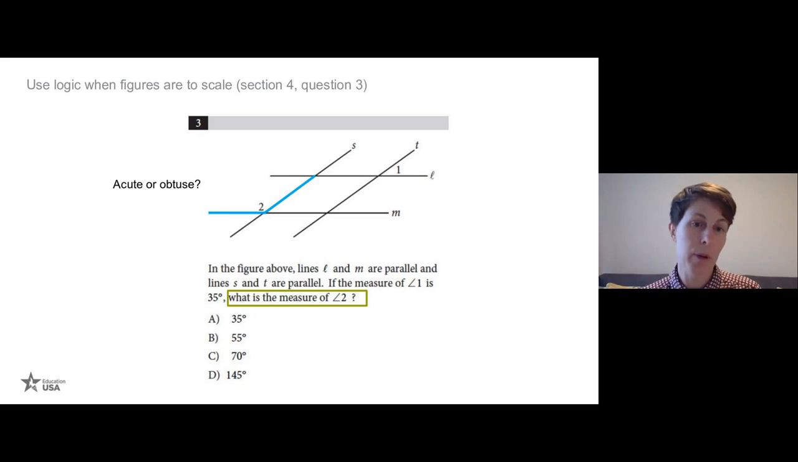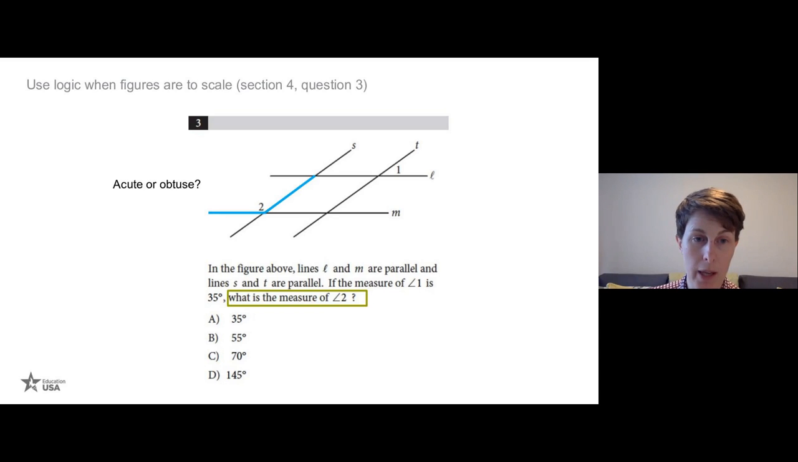And then when we look at the answer choices, logically, without doing any math at all, which answer choices can we get rid of? Yeah, it's an obtuse angle. We know that. We've been told that this figure is to scale. So that is true. Now, when we look at our answer choices, how many choices do we actually have?